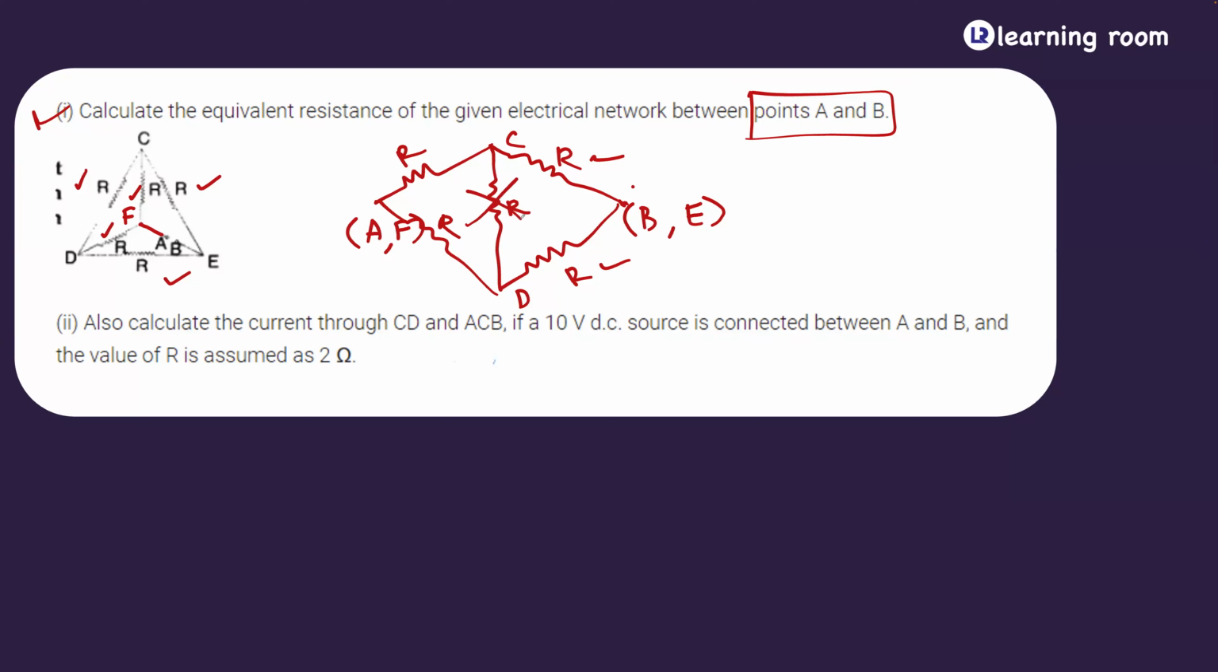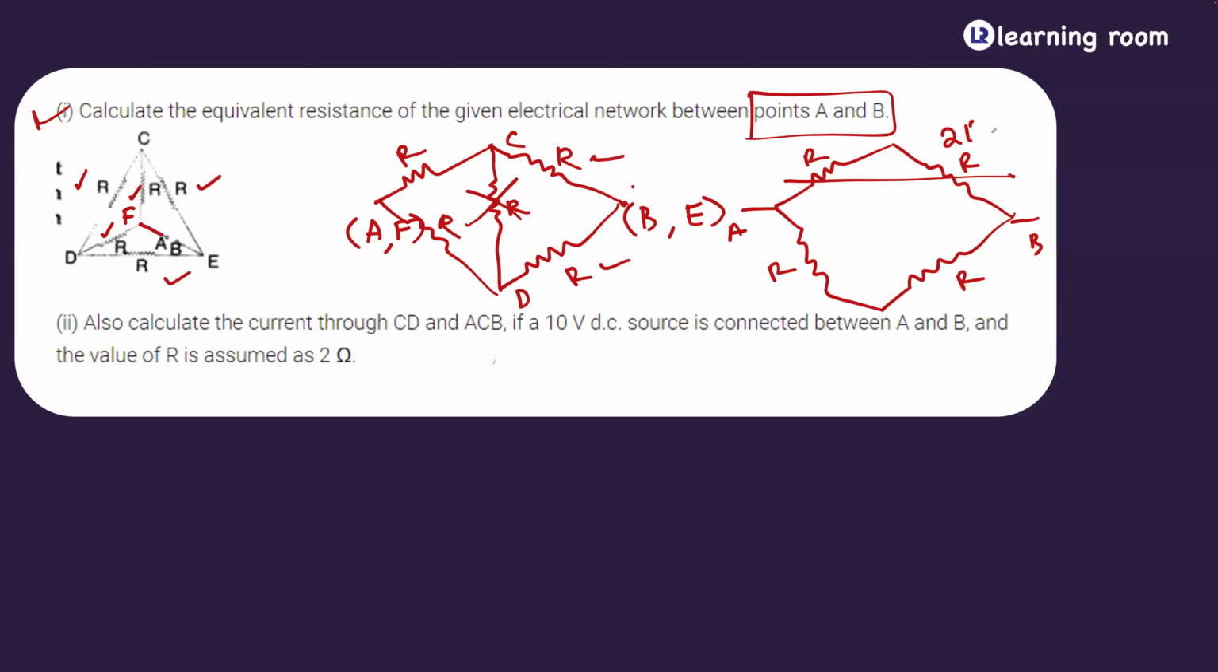So when the current through this resistor is 0, then the new circuit will look like R, R, R, and R. And here you have A, and here you have B. These two are in series. These two are in series. 2R and 2R are in parallel. Answer. That's one.